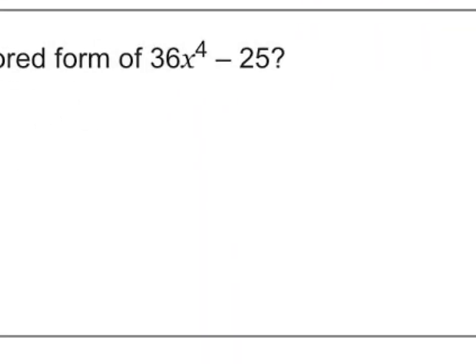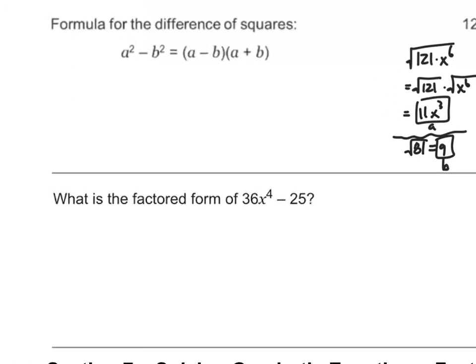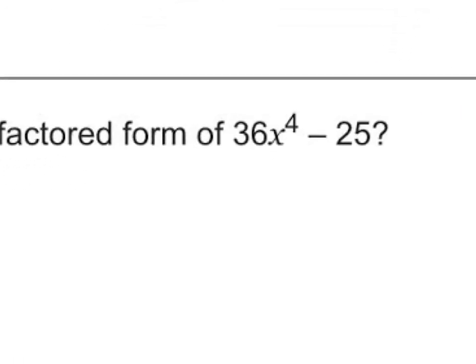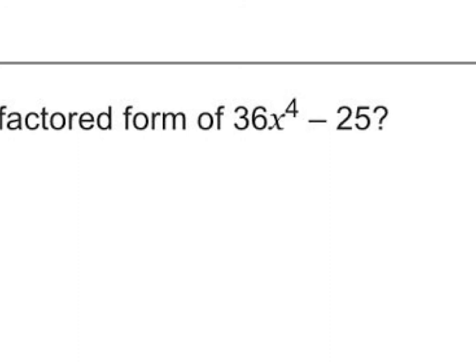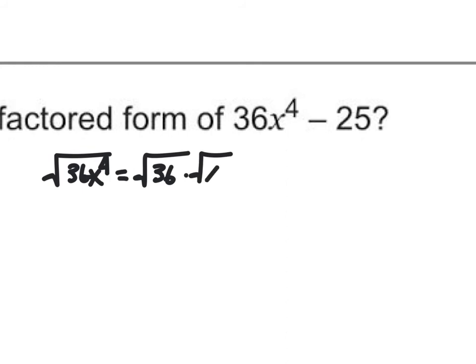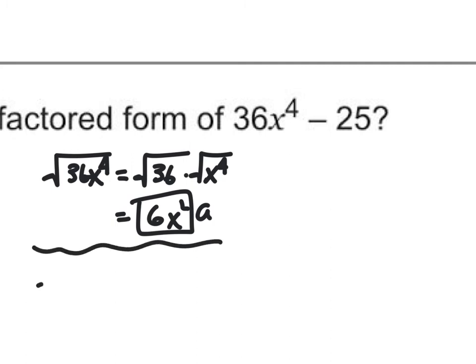Let's do another one just real quick and then we'll stop the video. I've got 36x to the 4th minus 25. If I take the square root of 36x to the 4th, that's going to give me the square root of 36 times the square root of x to the 4th. The square root of 36 is just 6, and the square root of x to the 4th is x squared. So this is my a value. Then I take the square root of 25, and that's going to give me just 5. And this is my b value.